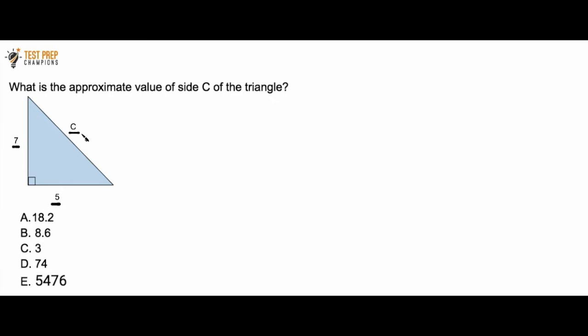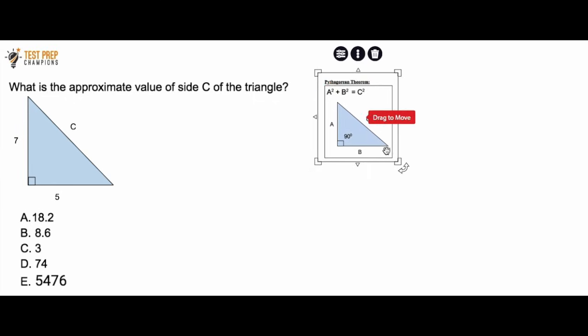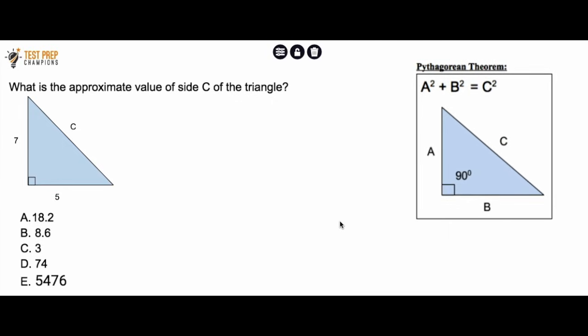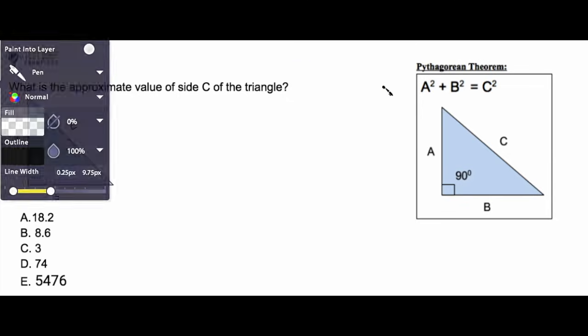I'll have you try this out if you'd like to, so you can pause the video and then we'll go over it. Okay, so hopefully you had a chance to try this out here. And for a question like this, you're going to want to use the Pythagorean theorem formula, which is a squared plus b squared equals c squared. So this formula is going to guide us through the question here.